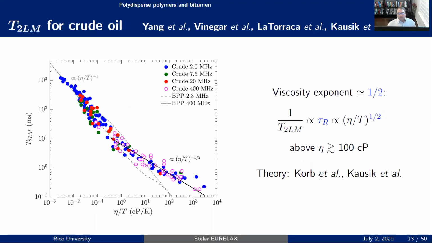Now to T2, this is T2 log mean against viscosity over temperature from the same authors. What's shown here, again, in the fast motion regime, is that T2 roughly follows BPP, but in the slow motion regime, we have this anomalous exponent of -1/2, as shown here, and it's roughly above 100 centipoise. And there are 2 theories for that. One is from Jean-Pierre Korb to explain this 1/2 exponent, and the other, slightly more recent, is Ravi Kausik's theory. So, more investigation is required to see which is applicable.